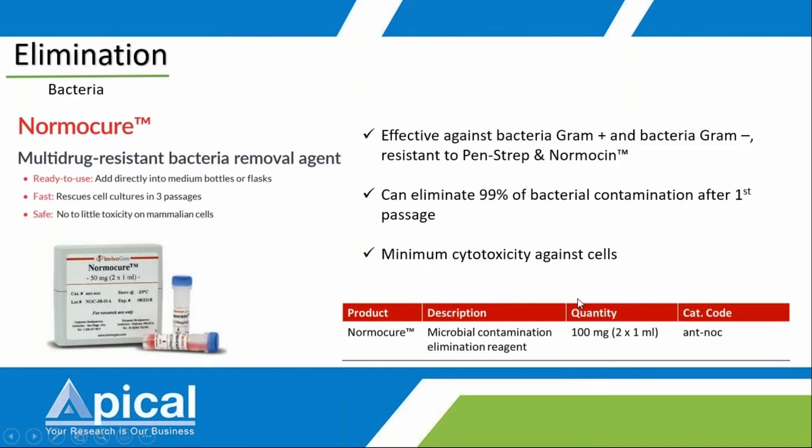And now Normocure, something like a second line of defense, I would say. So if you have any bacteria that still thrive and grow despite using pen strep and Normocin, now you can use Normocure as well. They are actually very effective against gram positive and gram negative bacteria. So this is the gram positive and negative chart which I've earlier shown. Okay, so usually they can eliminate at least 99% of bacterial contamination with minimum cytotoxicity against the cell. So Normocure becomes the second line of defense.